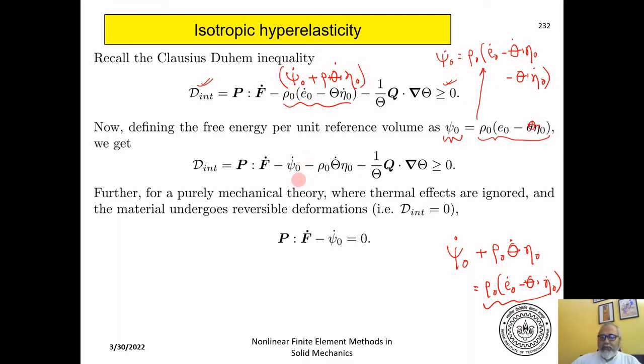So this term, which is here, we replace by chi naught dot plus rho naught theta dot eta naught. After having done that, we further assume that thermal effects are not important in the problem that we are considering. So temperatures are not varying either with space or with time, which means that theta dot is equal to zero. These terms go out of the window. This is zero because it's not a thermal problem, and we are left with the dissipation being equal to zero, again because we are dealing with a reversible material.